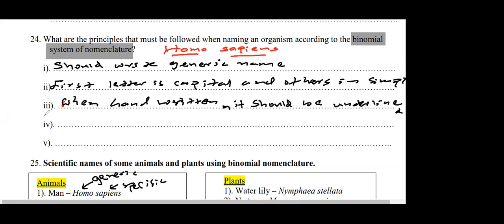You can't do both. Some students, what happened? They write that in italics and underline both. Both italics and underline, that is wrong. That is completely wrong. Then the specific name is given in Latin or Greek language.